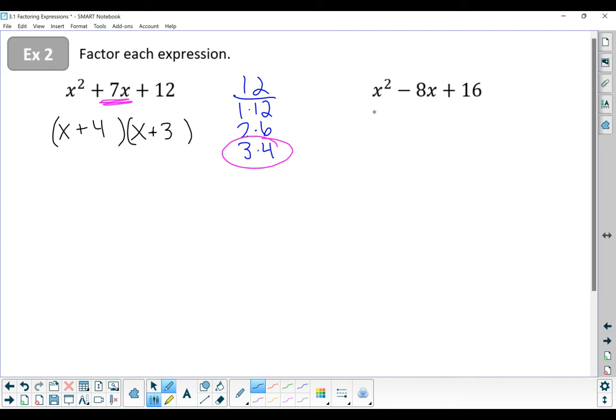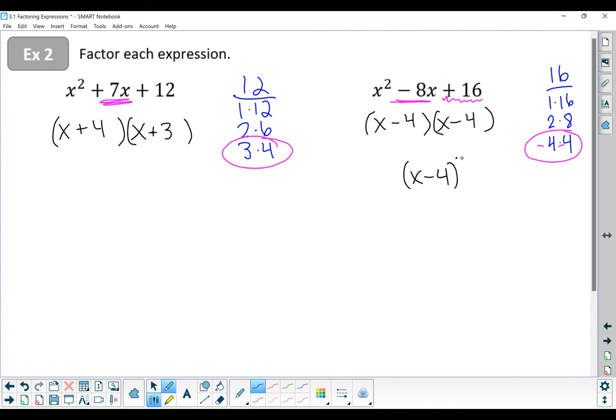Okay, let's try this one over here. Set up our parentheses, put our x's in, and now we're going to think about the number 16: 1 times 16, 2 times 8, 4 times 4. We're trying to get a middle coefficient here of negative 8. So we're going to put a negative with each of those 4s. That still multiplies together to give us a positive 16, and it adds together to give us that negative 8. Always, always, always multiply it out if you need to check. Also, if the two factors are the same, it's more common to write it as a binomial squared.